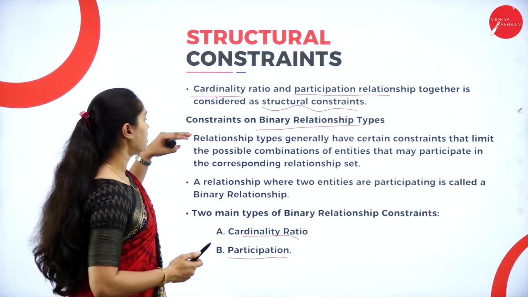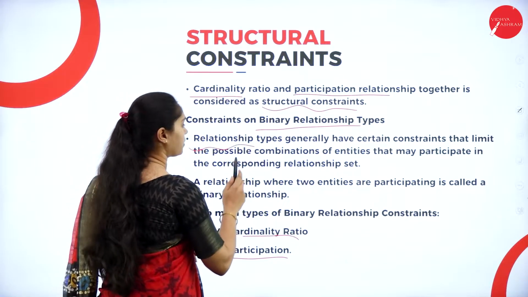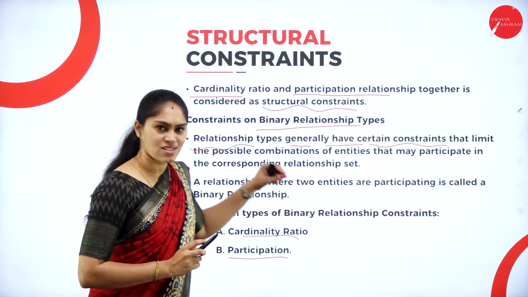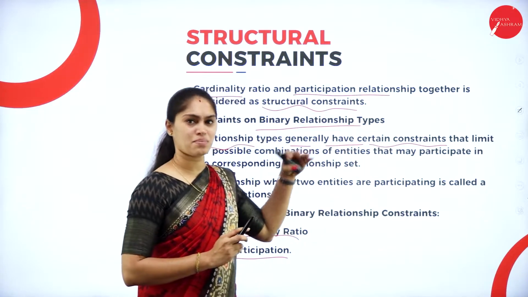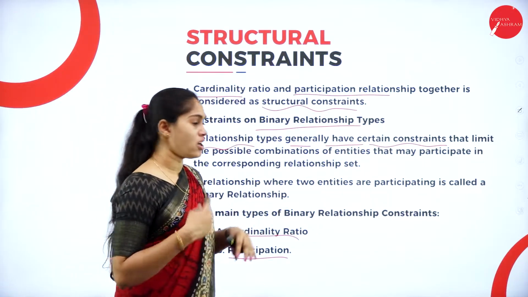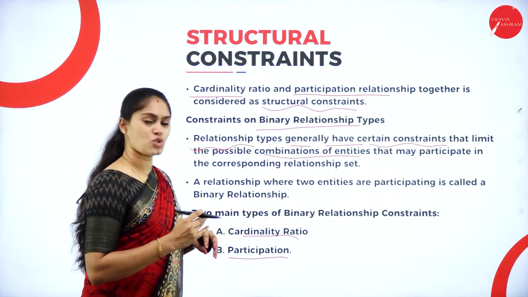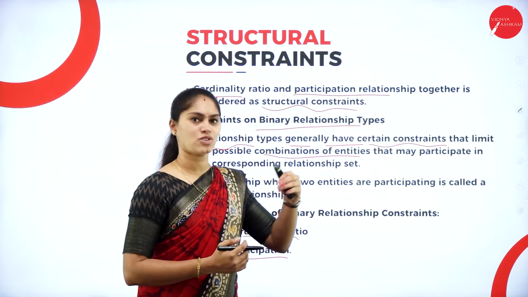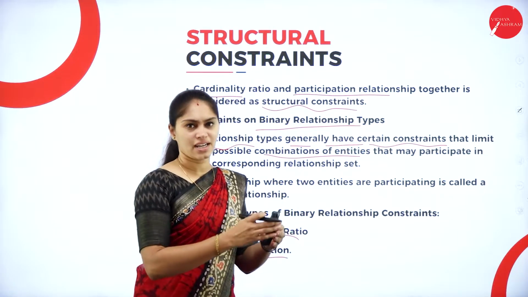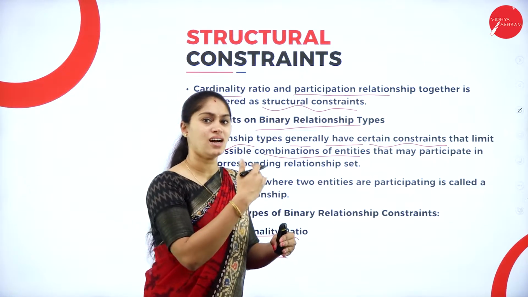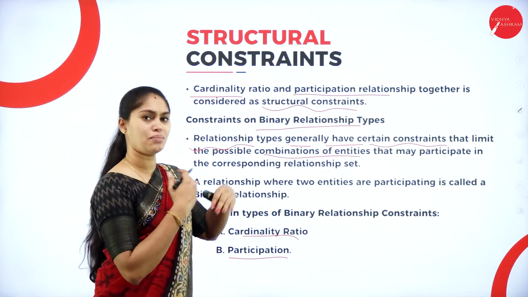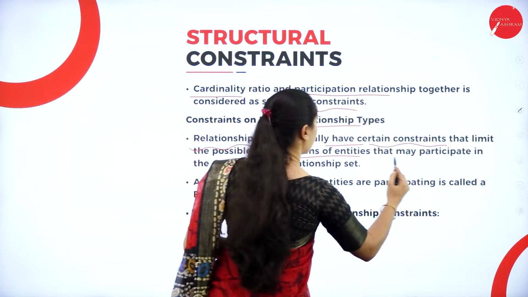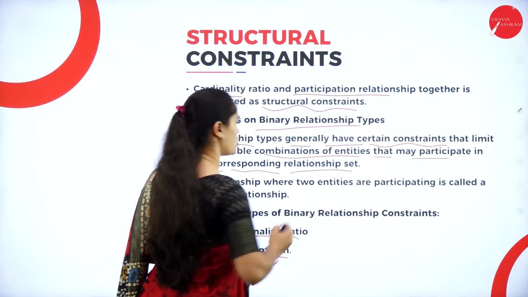So when it comes to the binary relationship, relationship types generally have a certain constraint. So why are we going to have a constraint? That means we are limiting its participation, or we are limiting the possible combination of the entities. For example, if you consider any event, we are just going to make a constraint like only the first 100 members can participate. That means we are limiting the number of participants. We are limiting the combination of entities that may participate in the corresponding relationship set.